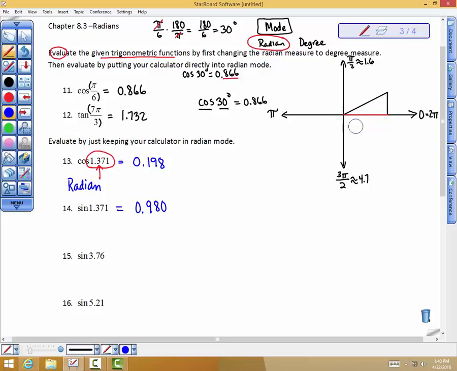Let's look at 3.76 radians. So here's 1.6 radians, here's 3.14, here's 4.7. So 3.76 is probably an angle over here, more than 180, somewhere maybe in the 200-ish. But when I ask you for the sine of that angle, my reference triangle says that I'm going to compare my y value, which is negative, to my r value.